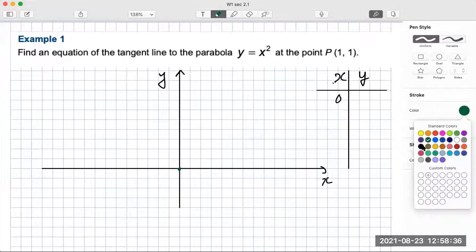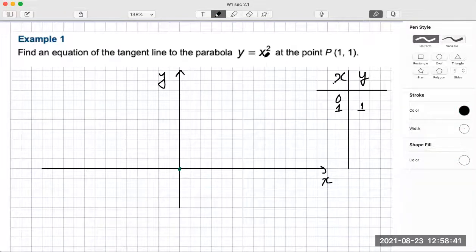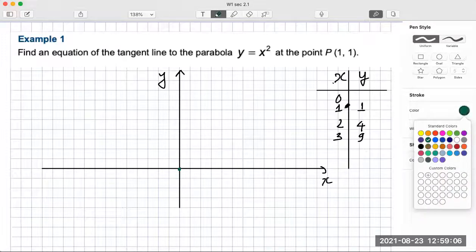How about at x equal to 1? Good. 1 squared gives us y equal to 1. When x is equal to 2? Louder, please. Very good. So 2 squared gives us 4. And how about 3? Very good. So the first point here, when x is equal to 1, y is equal to 1.